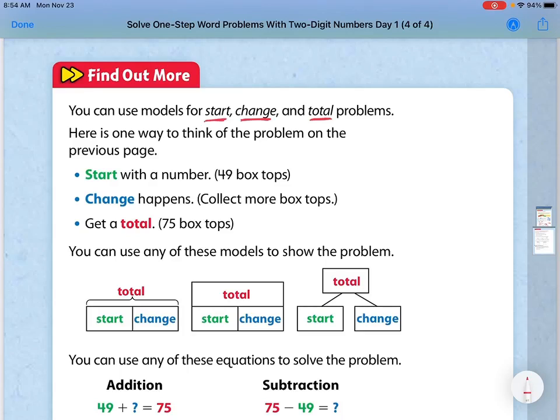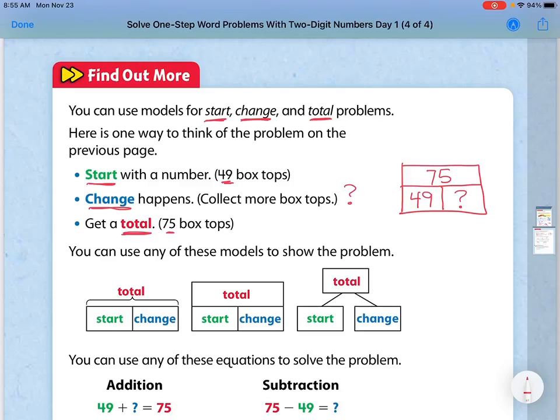In the previous story, our start number was 49 box tops. Our change was we didn't know how many more they needed to collect, but we did know that they had a total of 75. So that's how we knew how to fill in the bar model on the other page. And I'm going to go ahead and just put it over here. So we knew we could start at 49. We knew we could add an unknown number to get our total of 75.